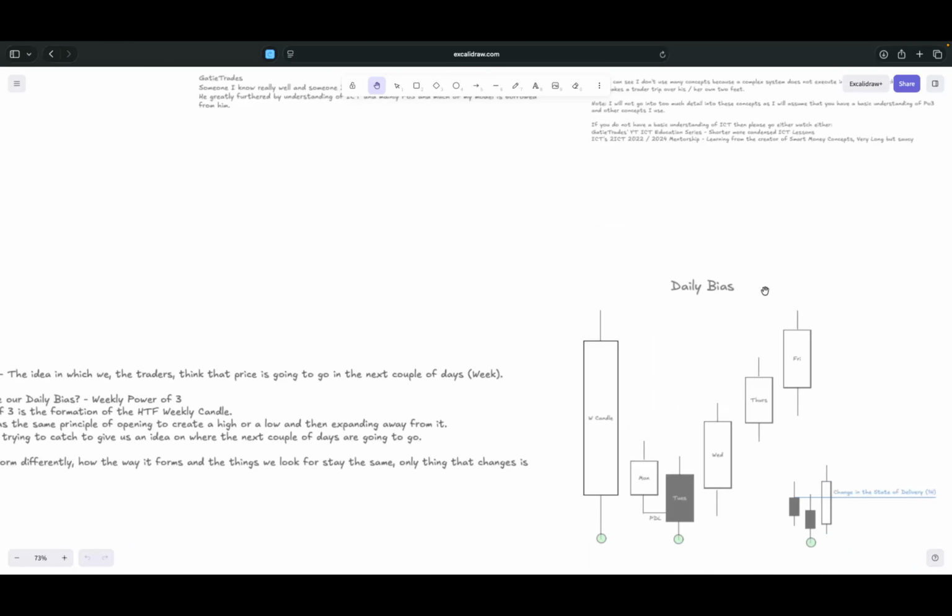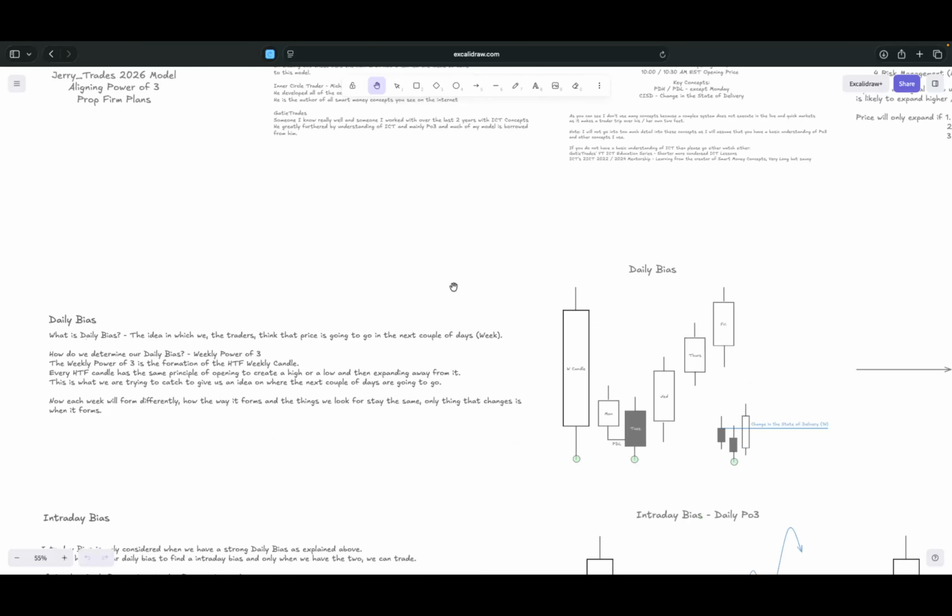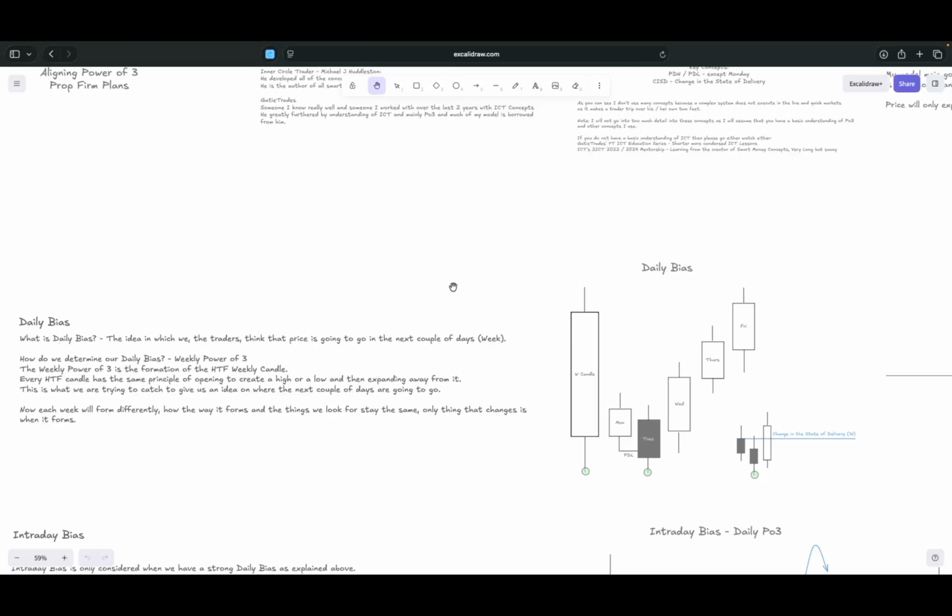So first things first, daily bias. What is daily bias? Daily bias is the idea of where we, the traders, think price will go over the next couple of days, over the week. So this is more long term. You're not going to see it all in one day. You could think the week is going to form bullish, but it's on a Tuesday. Obviously, you're not going to see all of that inside of the Tuesday, but you can wait multiple days, Wednesday, Thursday, Friday, all expand higher.